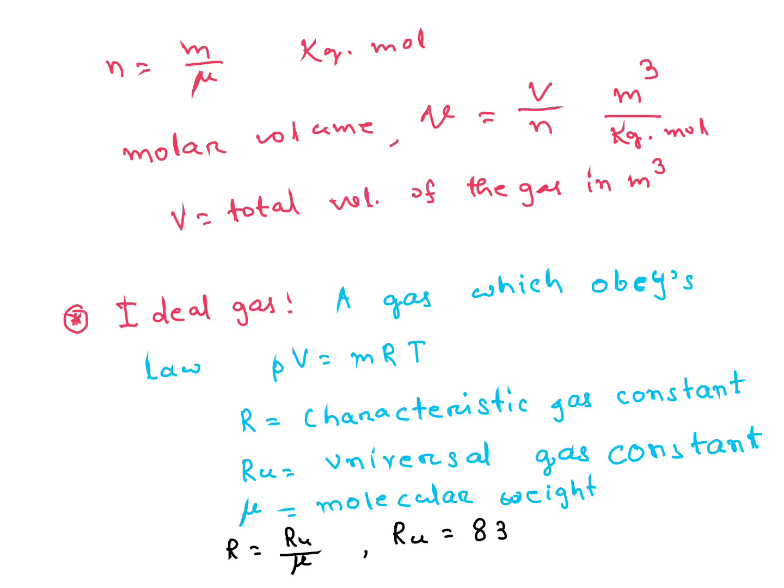8314 Newton meter divided by kg mole Kelvin. So in kilojoule it's 8.314 kilojoule per kg mole Kelvin. This is important, you have to remember this universal gas constant value.